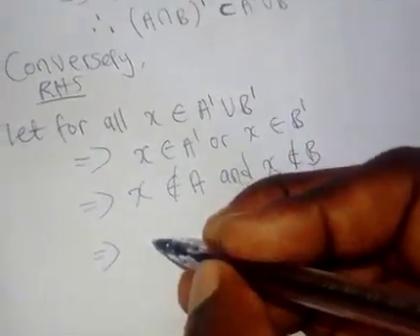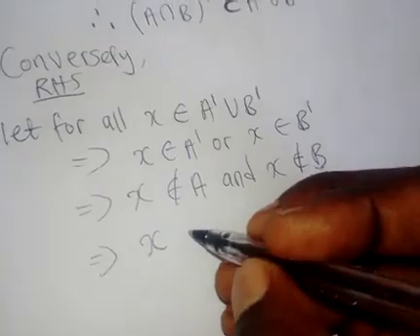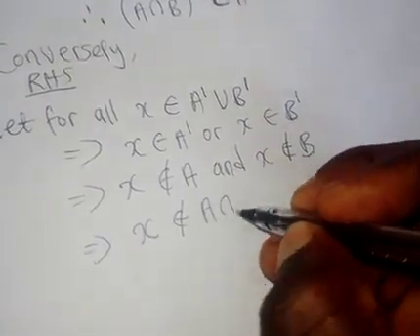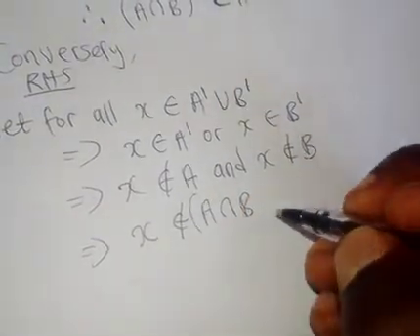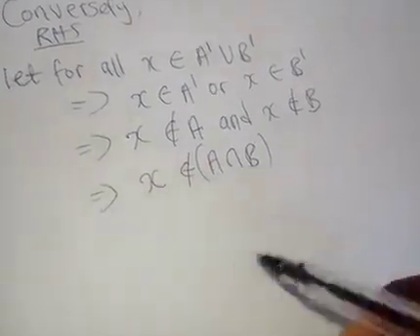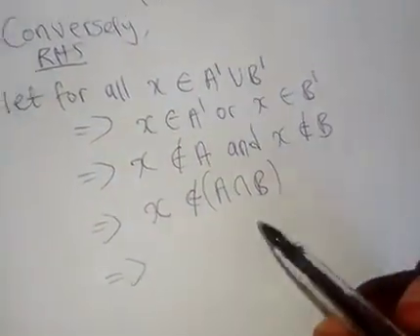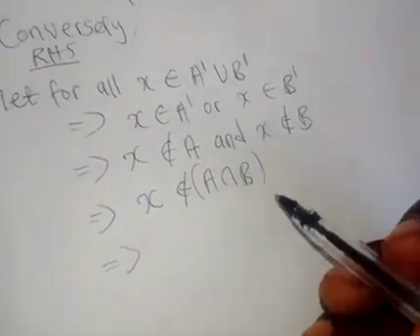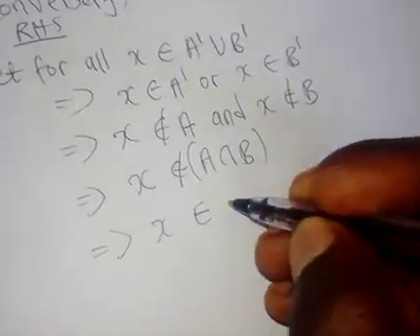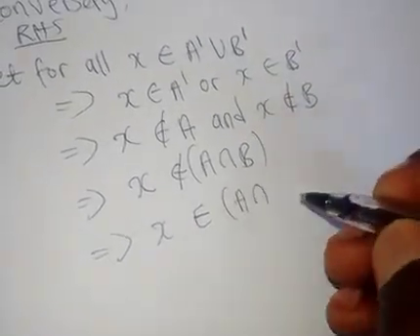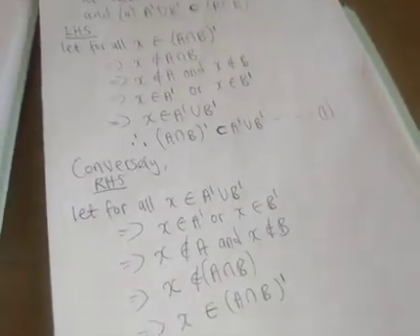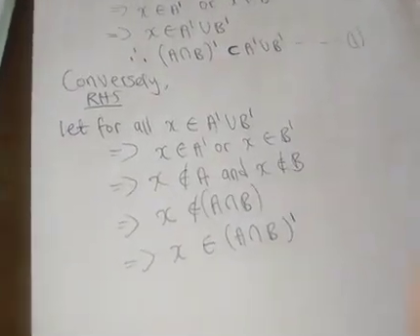So that means x is not a member of A intersect B, combine them like that. X is not a member of A intersect B. So since x is not a member of A intersect B, what does it mean? It simply means that x is a member of (A intersect B) complement. Yes, so that's it for that one.